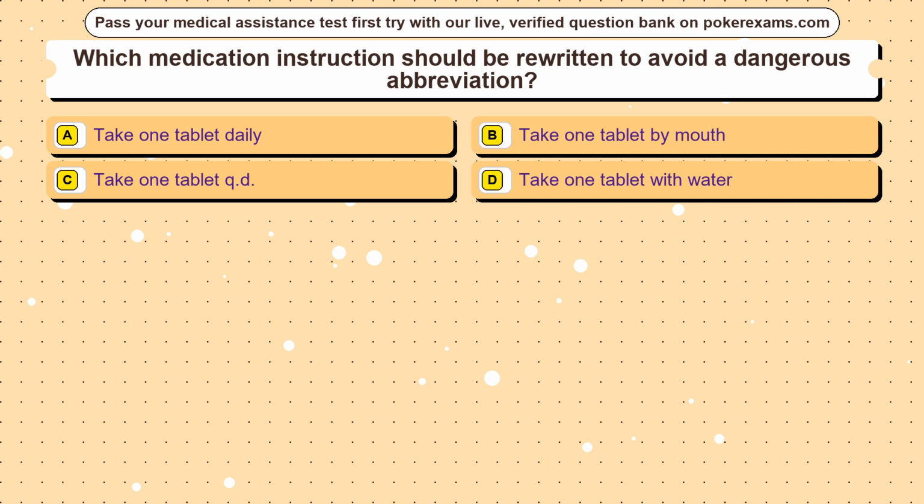Question 59. Which medication instruction should be rewritten to avoid a dangerous abbreviation? Option A, take 1 tablet daily. Option B, take 1 tablet by mouth. Option C, take 1 tablet QD. Option D, take 1 tablet with water.